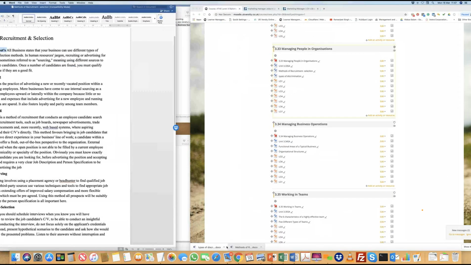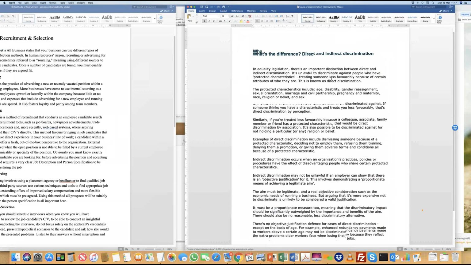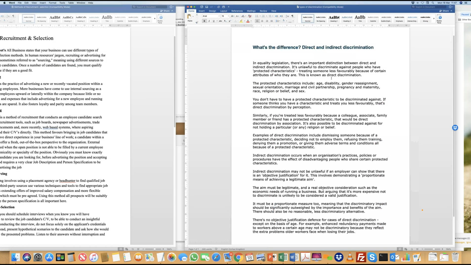Okay. And then the other one that we have is types of discrimination, which is focused on the merit and the distinction activity. So here the idea is what is the difference between indirect and direct discrimination.